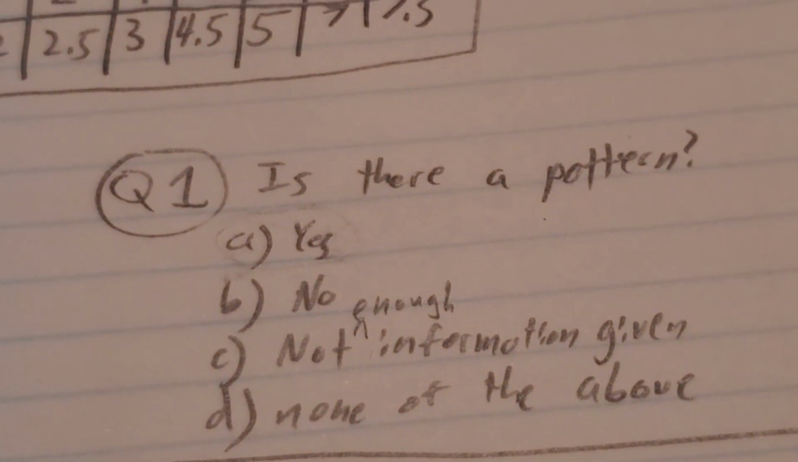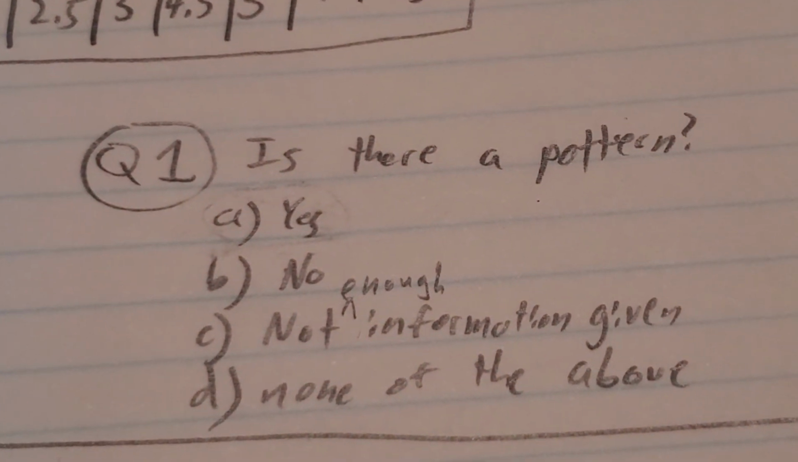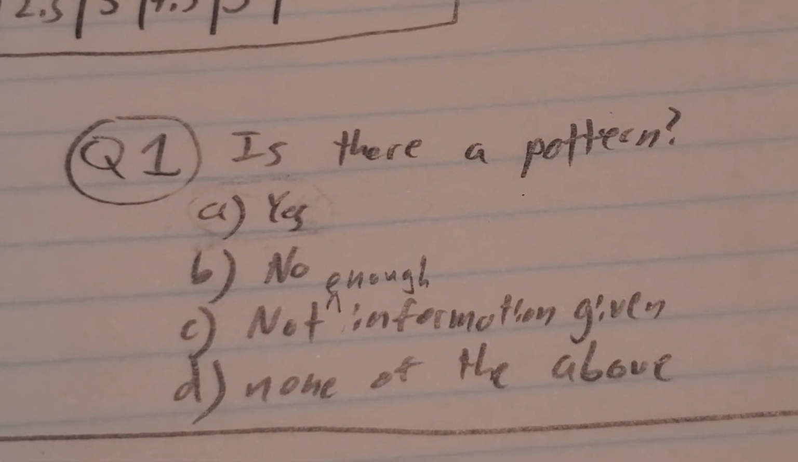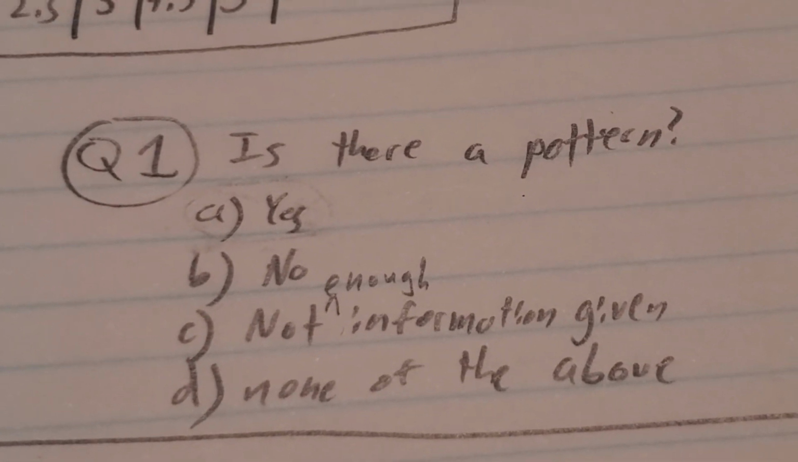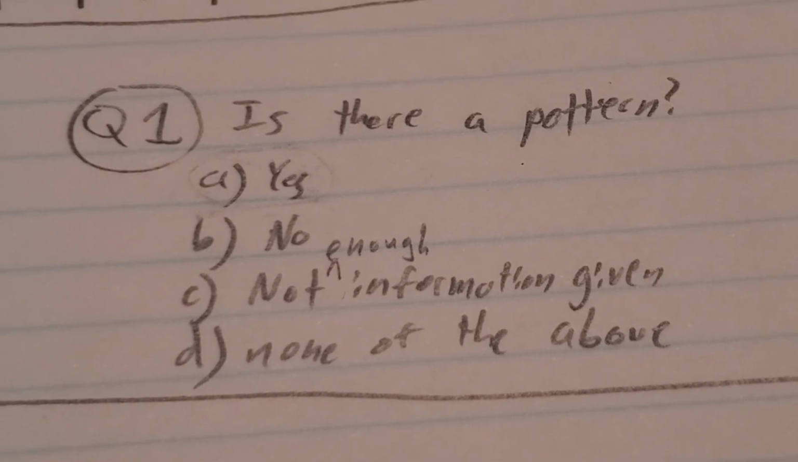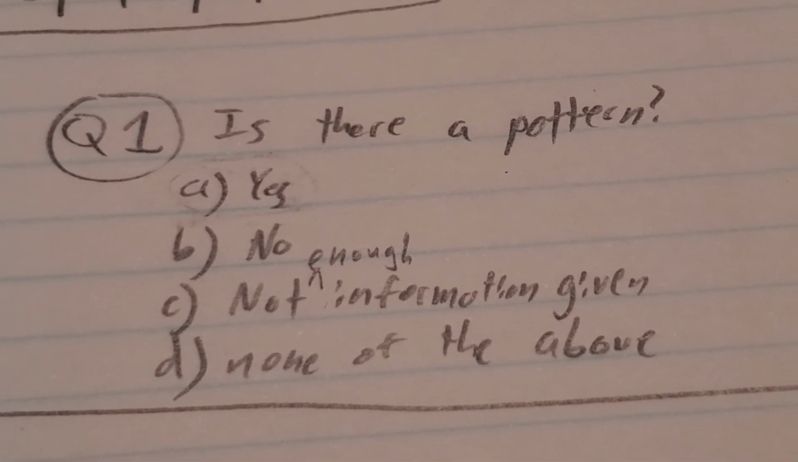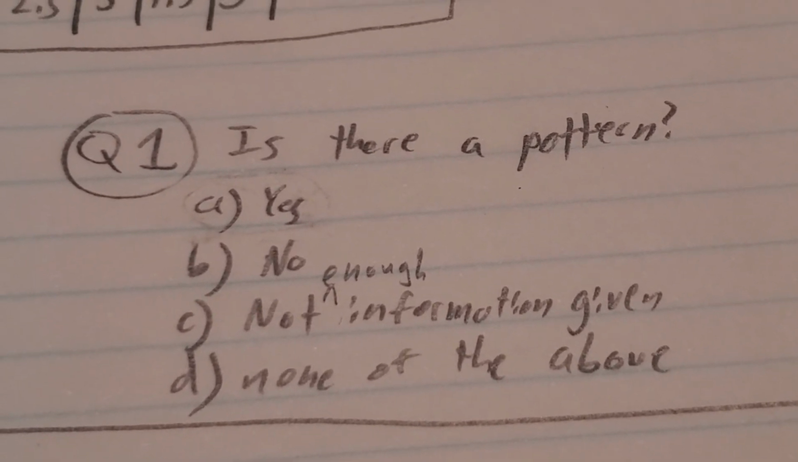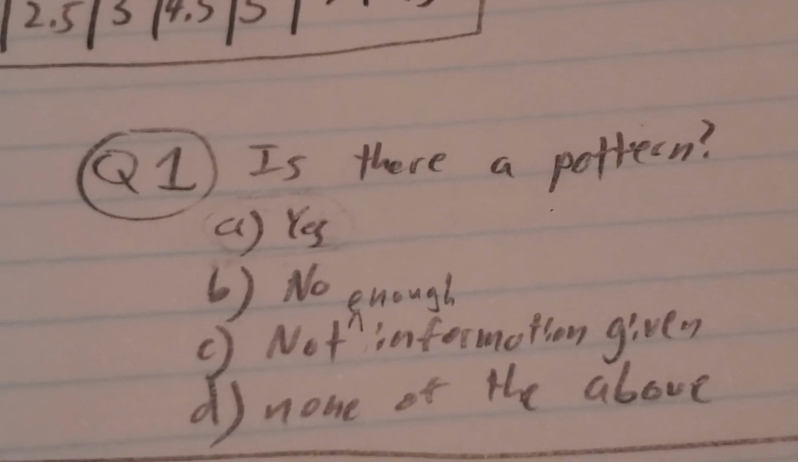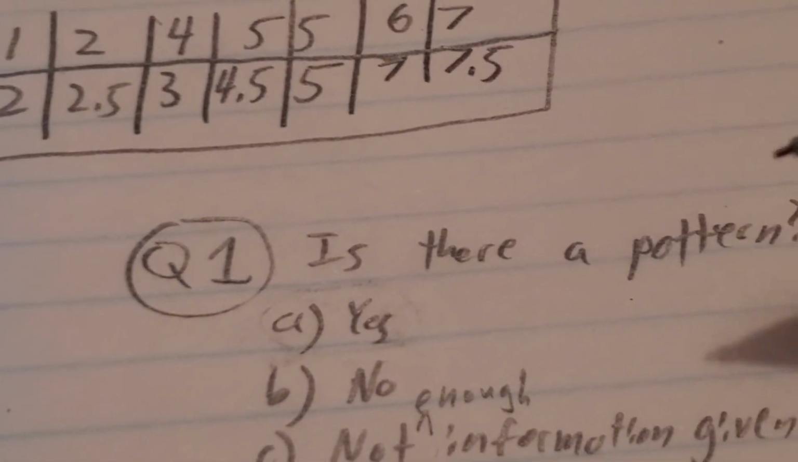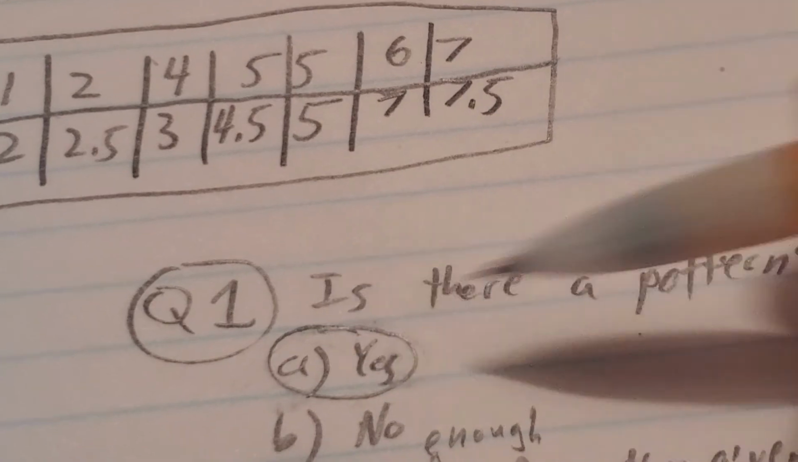Question number 1. Is there a pattern? A, yes. B, no. C, not enough information given. D, none of the above. Yeah, that's right. The answer is A. Yes, there is a pattern.